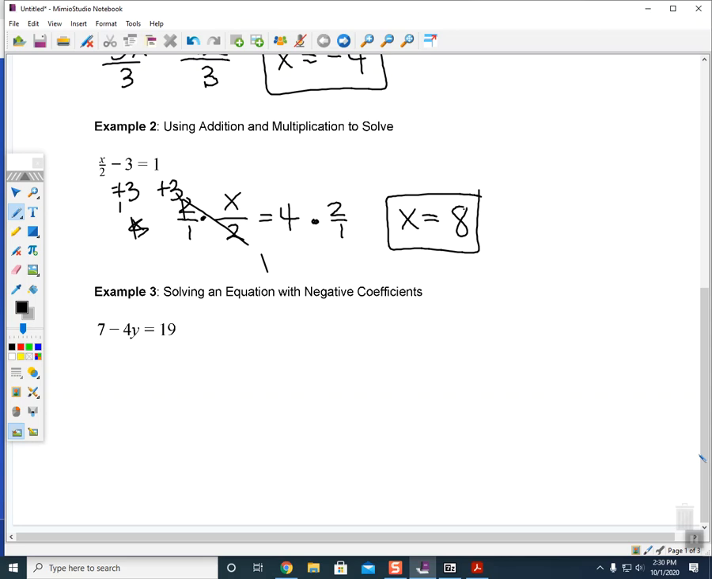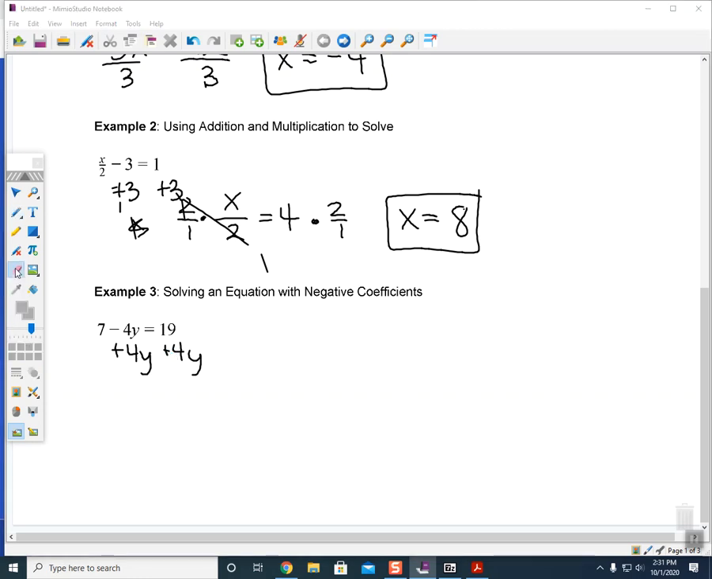a lot of people, their first inclination would be, well, I want to add 4y to both sides. And I could do that. That would be fine. But it doesn't really help me too much, because it just means that I'm moving my 4y around, and that's not really what I want to do.